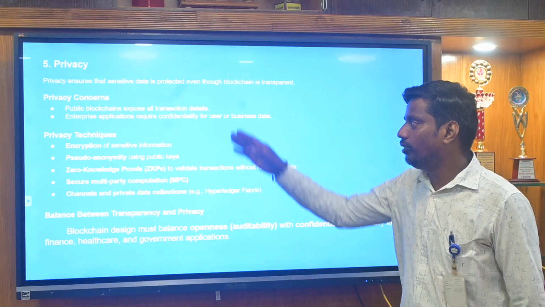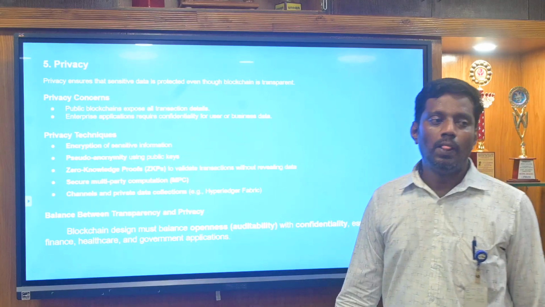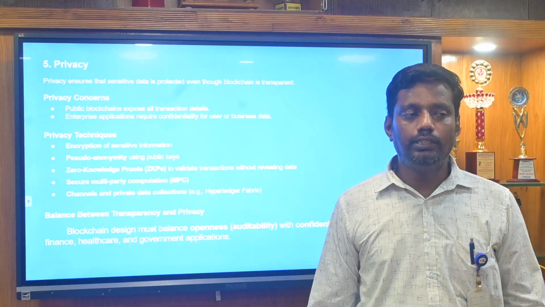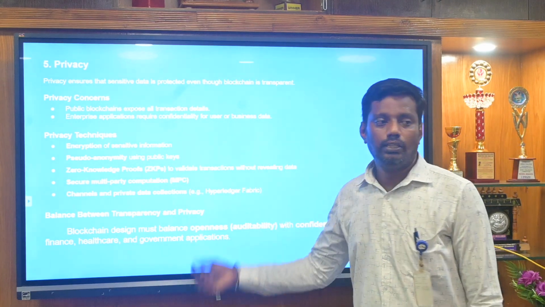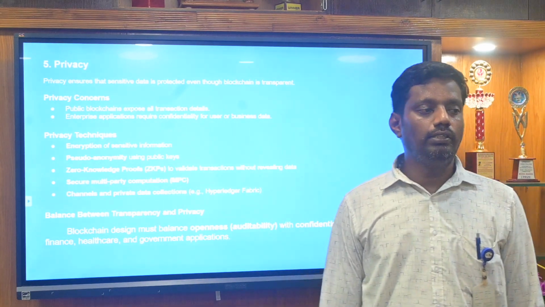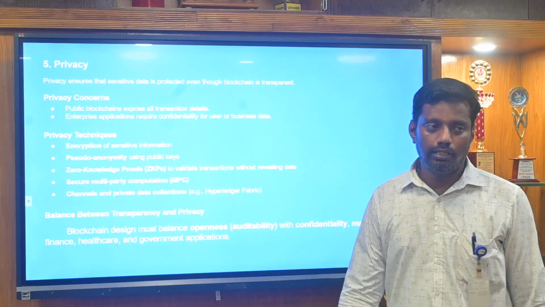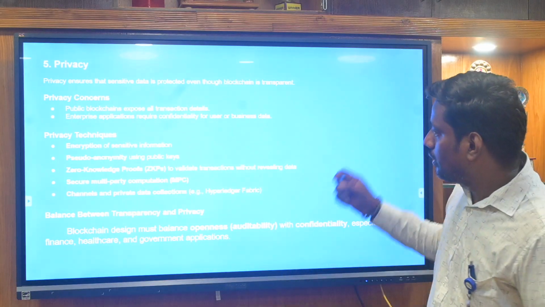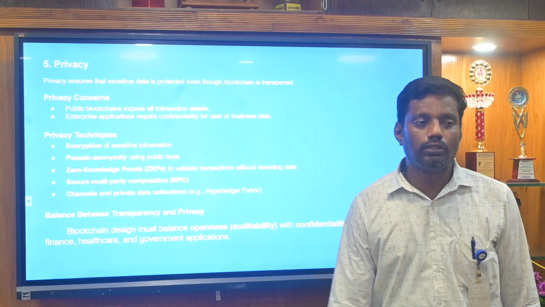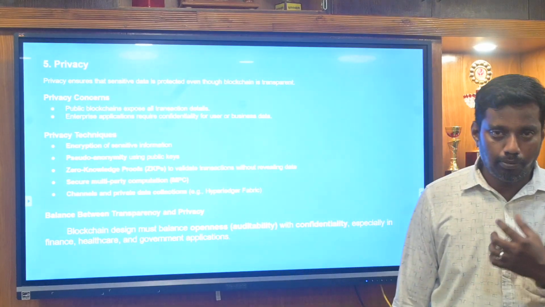The last one among the design primitives is privacy. Privacy ensures that sensitive data is protected even though the blockchain is transparent. When we talk about the privacy concerns, the public blockchain exposes all the transaction details, while enterprise applications require confidentiality for the users' or the business data. This is what the privacy concerns are.